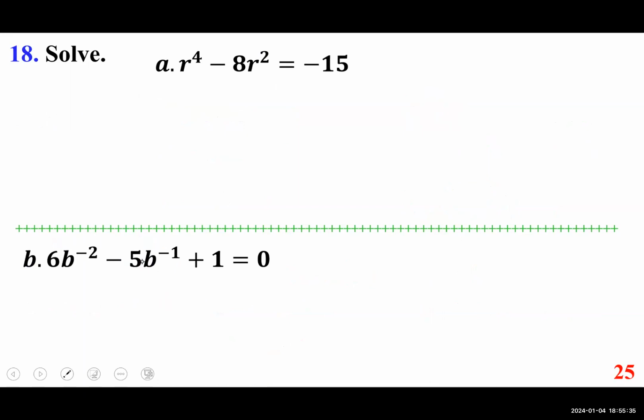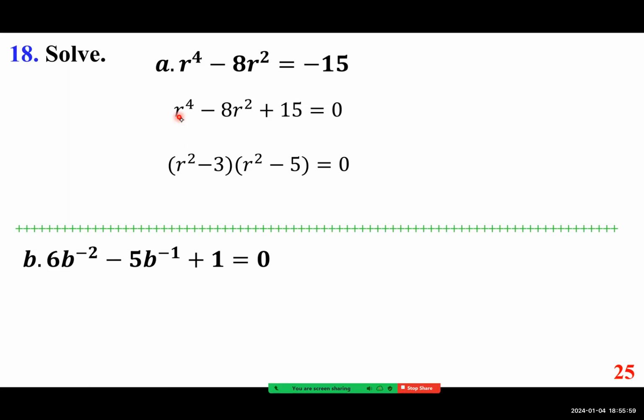To solve this, we move the -15. You can solve it the way it is. If you have a difficult time seeing the methodology, you want two numbers whose product is 15 and sum is -8. So -3 and -5. And for this one, you write r squared. If you don't see that, then you have to go by the substitution.